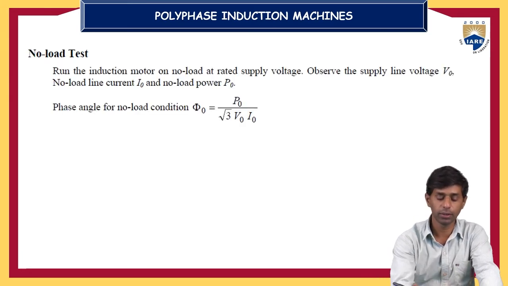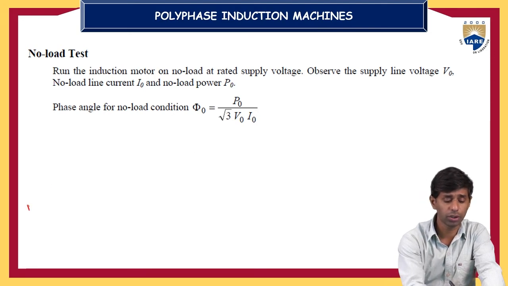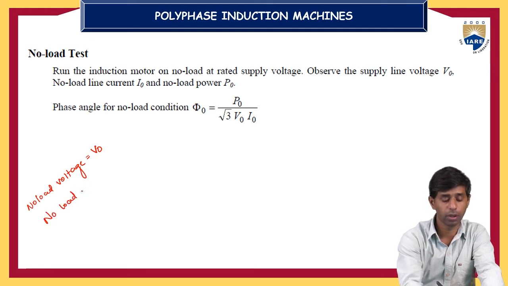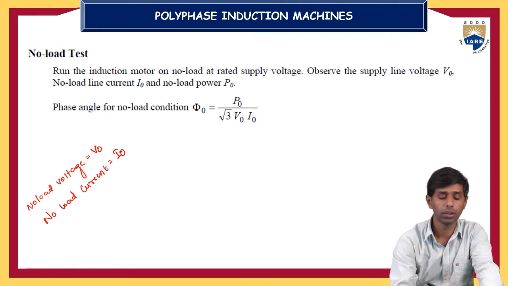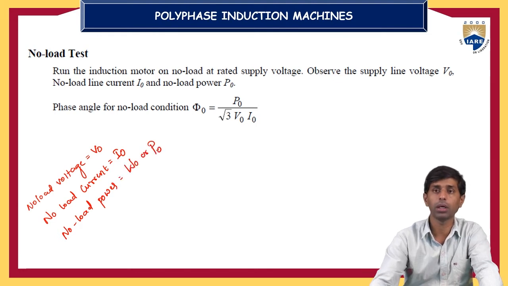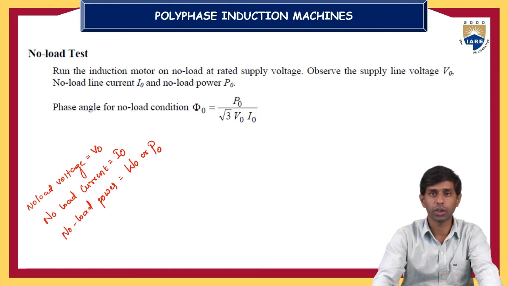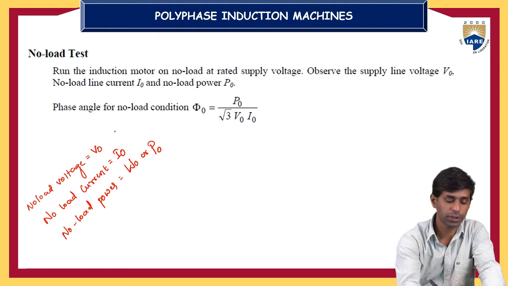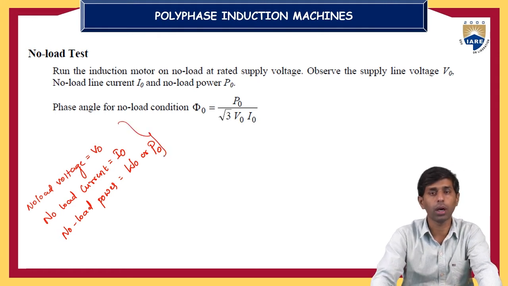From the no load test, we have to record the no load voltage, that is V0, and the no load current, required to meet the constant losses, that is I0, and the no load power, that is W0, or you can also represent it with the letter P0, the no load input power for the induction machine. So these values represent the no load quantities when you run the induction motor under no load.